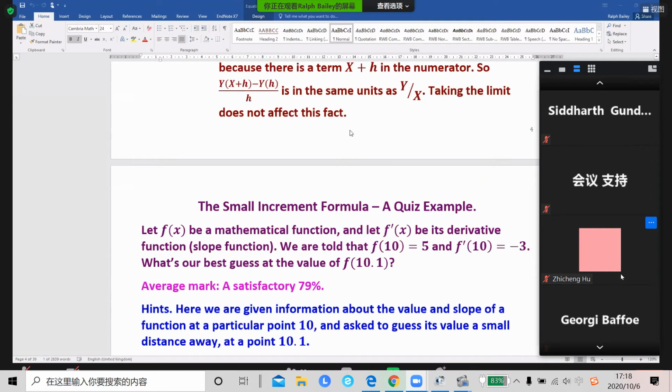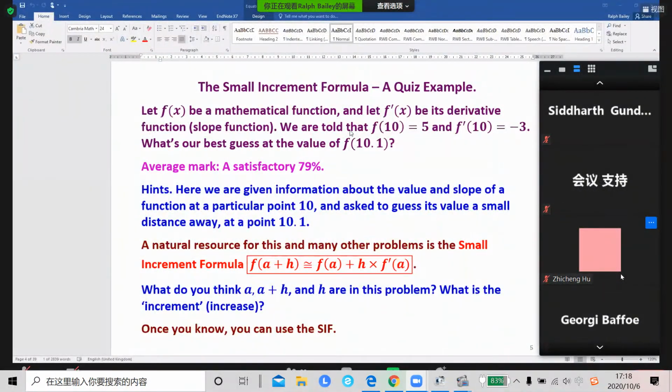Here's a quiz question, and the score was 79%. I'll just let you read the question. So what's happening? We've got a function. We're asked to evaluate it at a value 10. We're given the slope there and asked for the value at a nearby point.